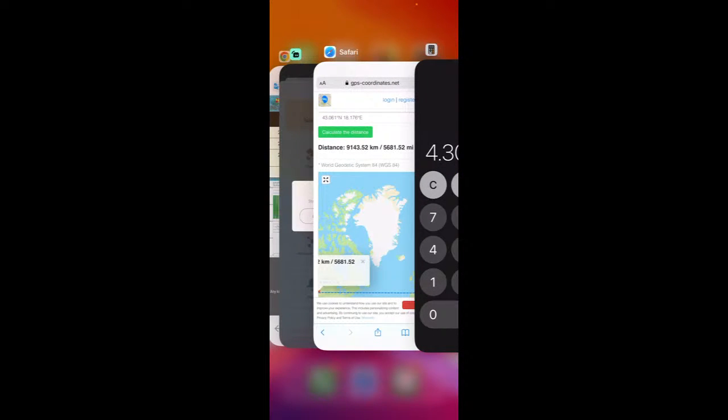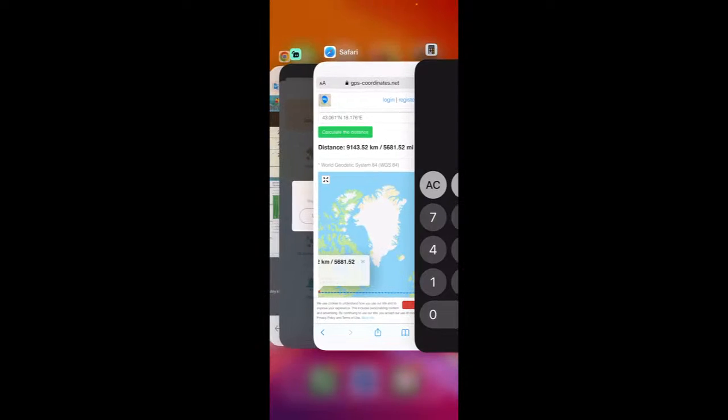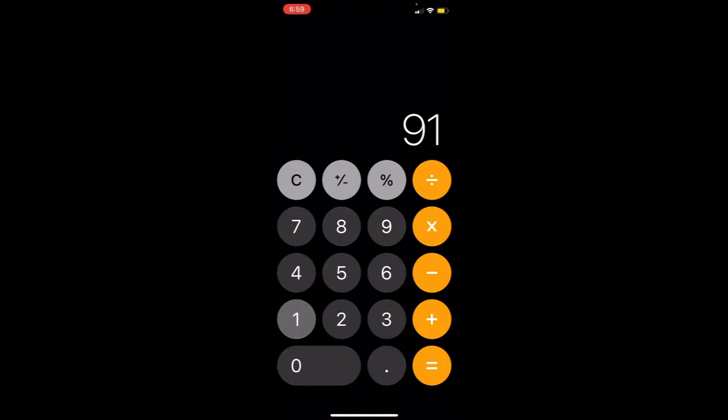Oh, wow. 9,143.91. Okay, let's do the math. 22 times 60, so 1,320. So 9,143 kilometers divided by 1,320. Wow, 6.92. That's definitely on the top scale. That's actually near the fact.